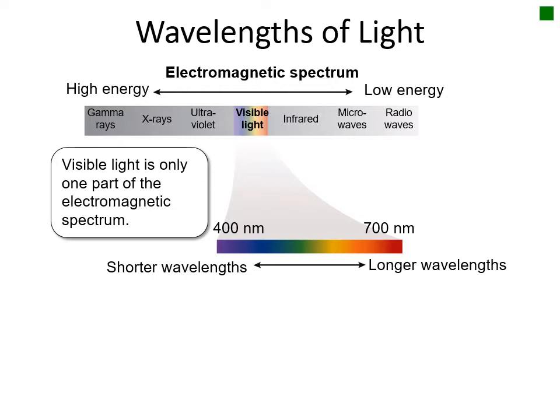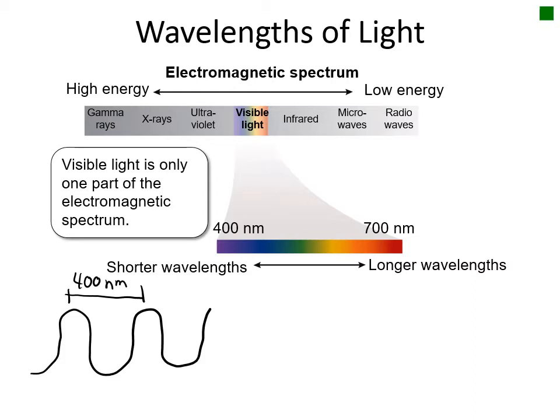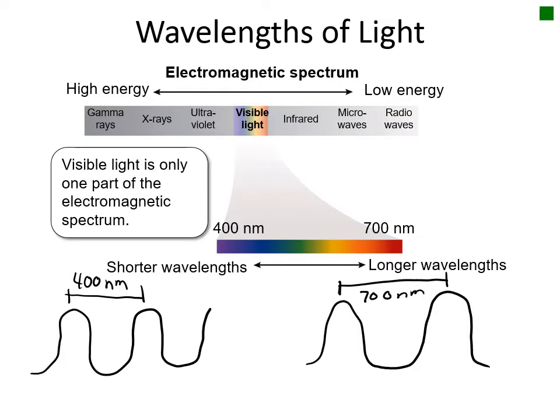A wavelength of light is the distance from the peak of one wave to the peak of the next. For example, in purple light, the peak of one wave to the peak of the next would be 400 nanometers. While in red light, the peak of one wave to the next would be 700 nanometers. You can see that the peaks are closer together in the purple light than they are in the red light.